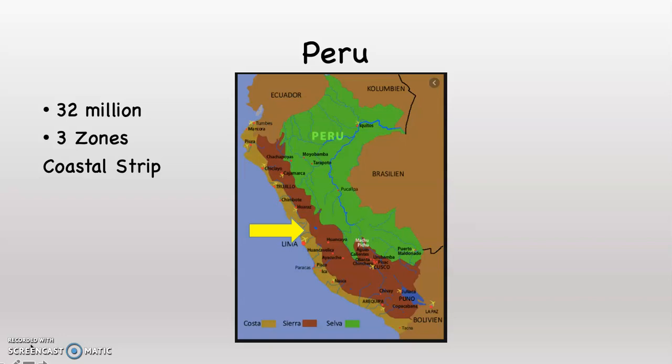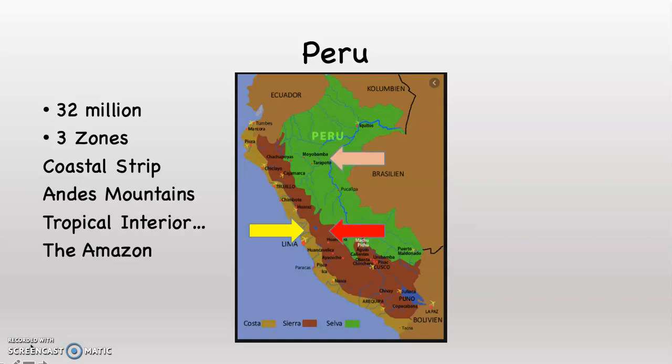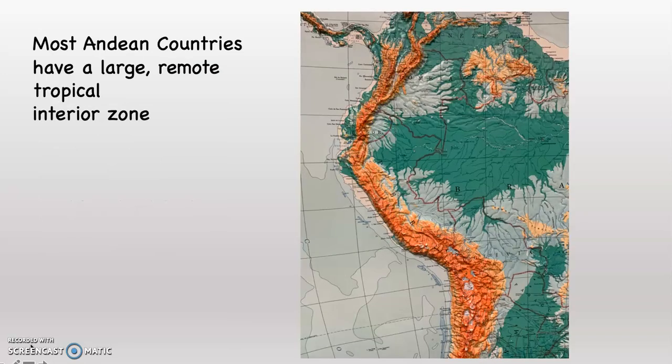Can you see this is a German map? It is. At the same time, it serves my purposes. So excuse me for the German map. There are the Andes Mountains. And then there's the tropical interior, which in the case of Peru is the Amazon. Most Andean countries have a large remote tropical interior.